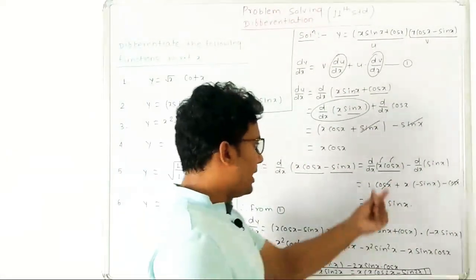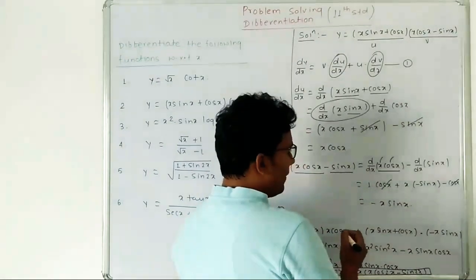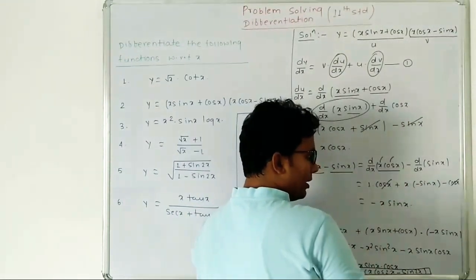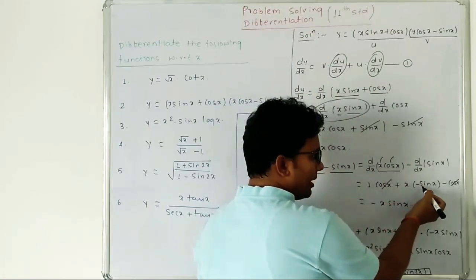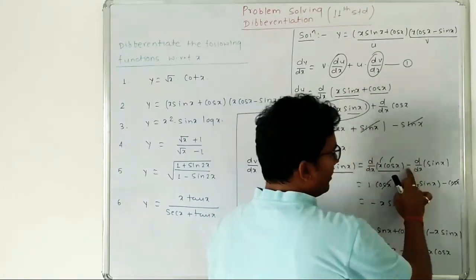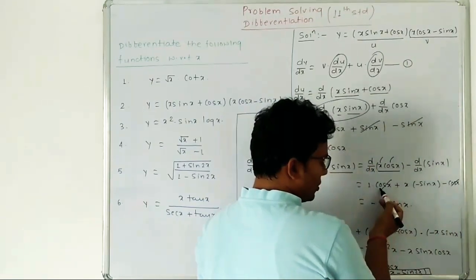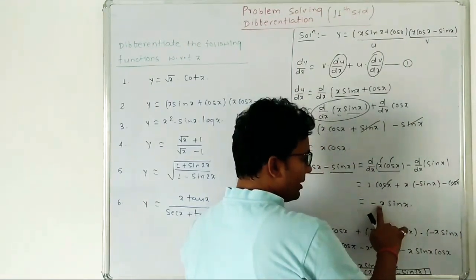So assuming this as u into v, so what we will get, so derivative of u is 1, that is, derivative of x is 1 into cos x plus derivative of cos x is minus sin x into x, right? And minus derivative of sin x is cos x, so this cos x and cos x get cancelled, so minus x sin x.